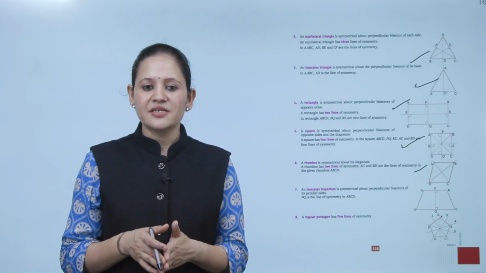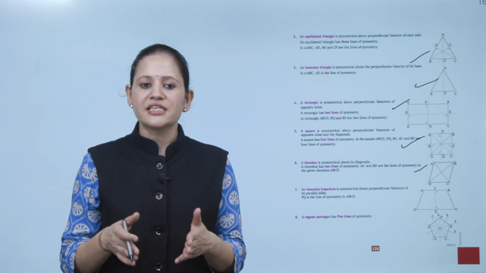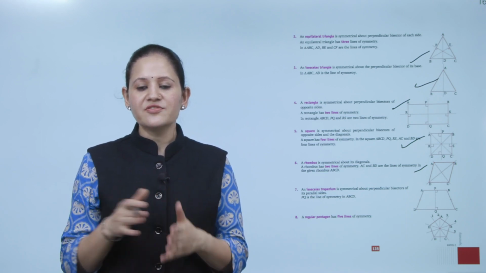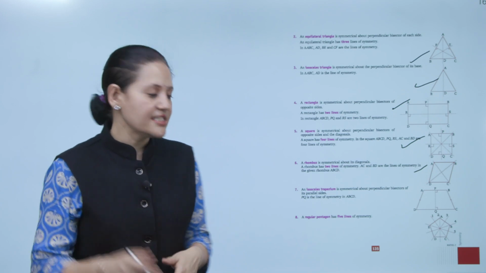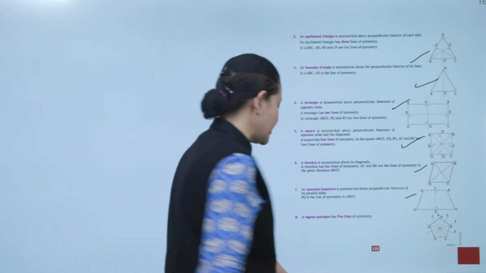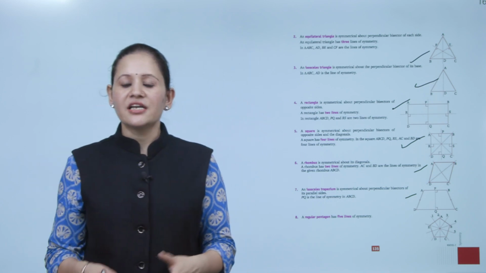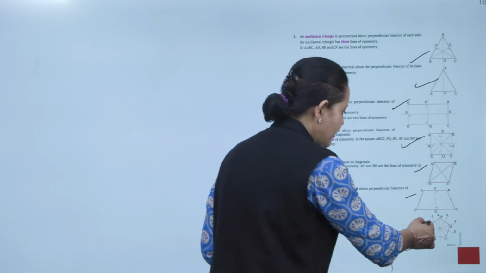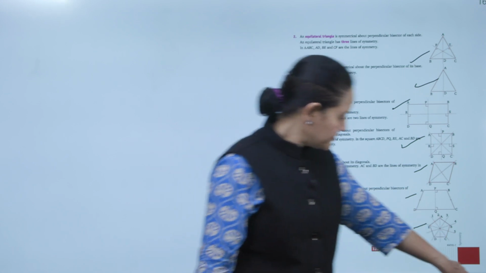An isosceles trapezium is symmetrical about the perpendicular bisector of its parallel sides. So PQ is the line of symmetry in ABCD. So here this line PQ is the line of symmetry. A regular pentagon has 5 lines of symmetry. So here you can see in the pentagon there are 5 lines of symmetry.